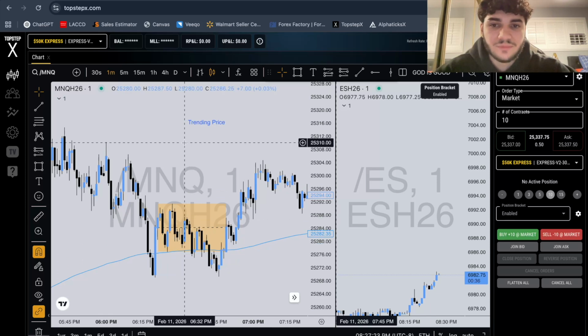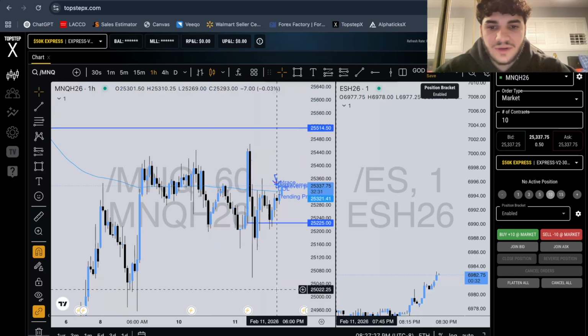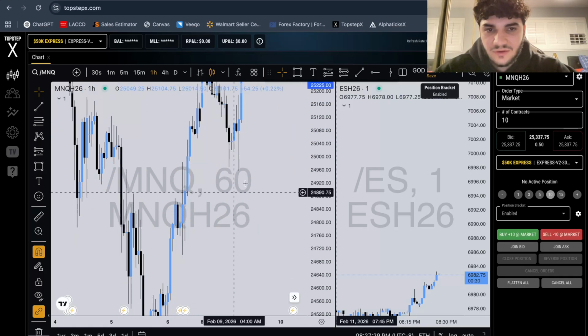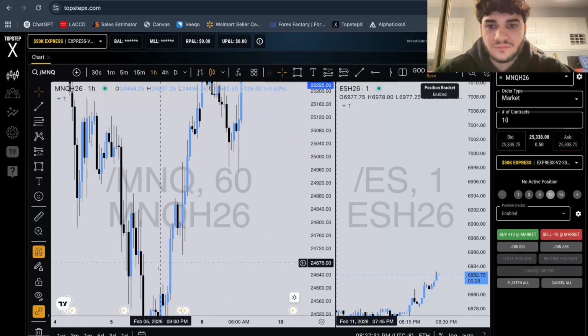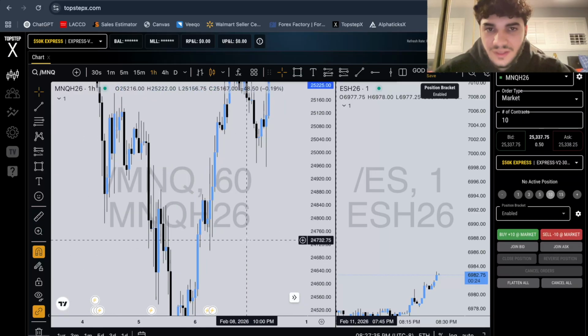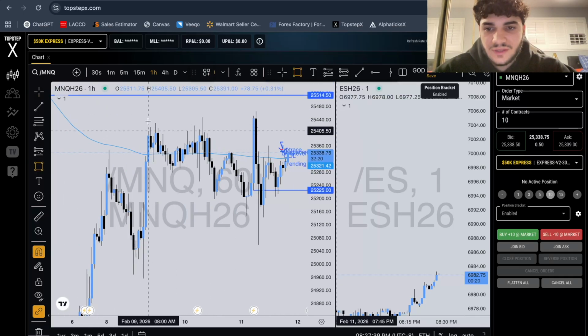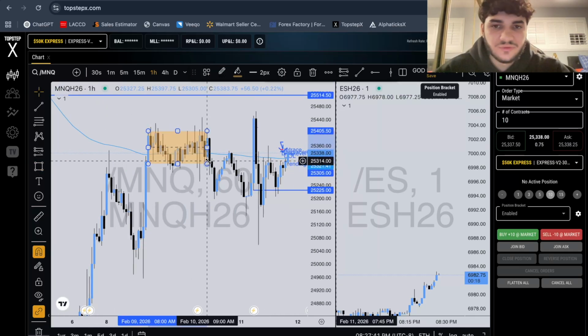So you want to see trending price action. Let me go to the 1 hour real quick. Some trending price action would look like this. Obviously we see right here, we are bullish over here, and on this side, we are bearish. That's trending price action. We know where the market is going to go. This right here is just pure chop and consolidation, a ranging market. You do not want to even take a trade here, realistically.